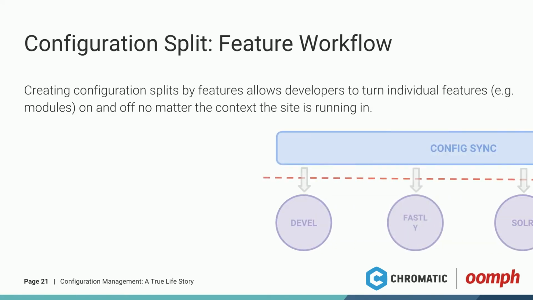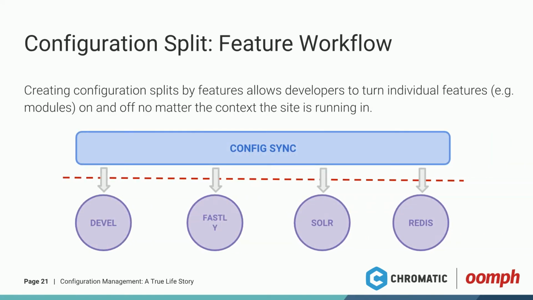So at Chromatic, we do a feature split. So instead of environment-based splits where at Oomph they split out multiple modules and multiple different pieces of config for dev, stage, prod, we split by feature. So we say, well, we have a devel split, we have a Fastly split, we have a Solr split, we have a Redis split, and then we enable them per environment. So we'll have multiple configuration splits enabled based on the environment. At Oomph, there's only a single split enabled based on their environment workflow.